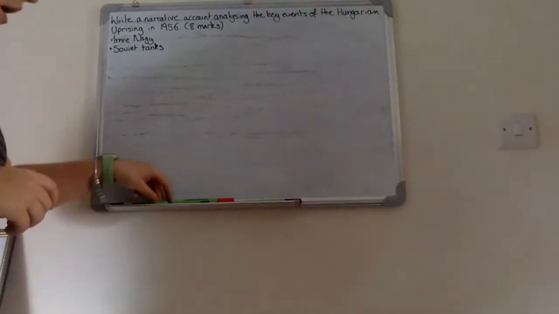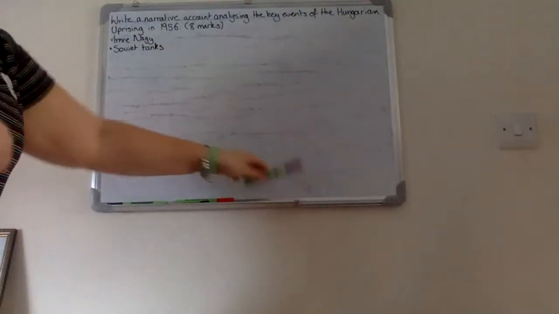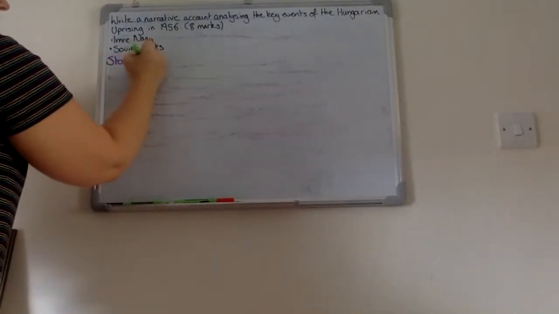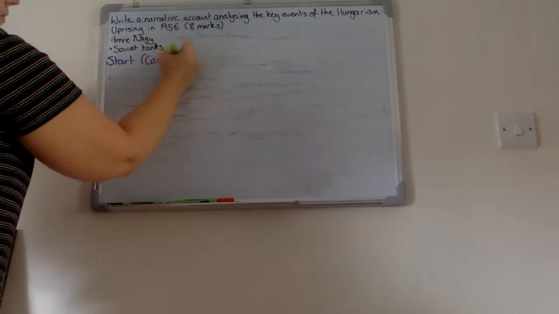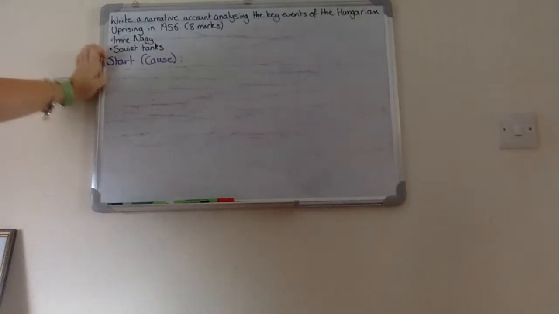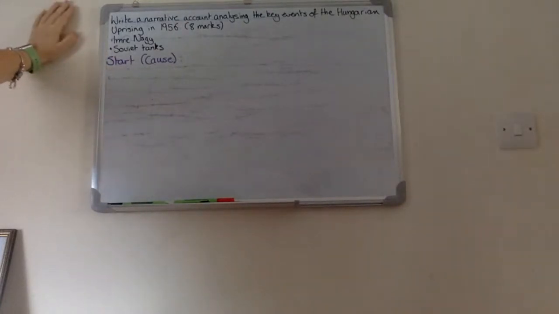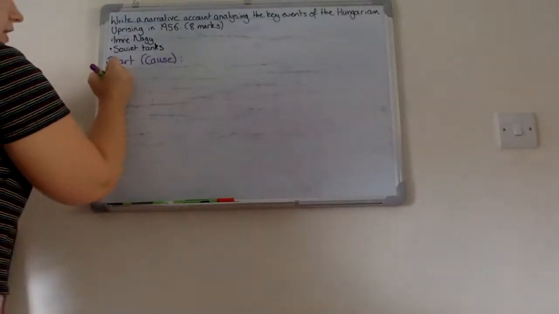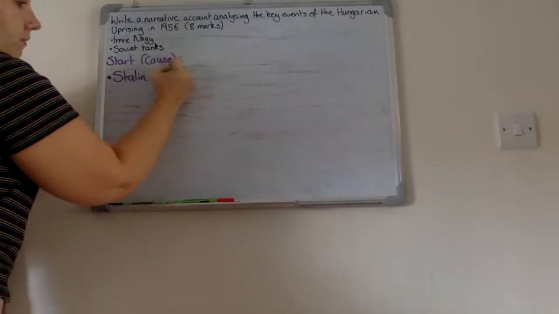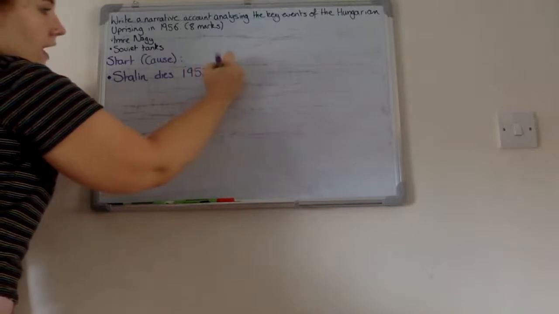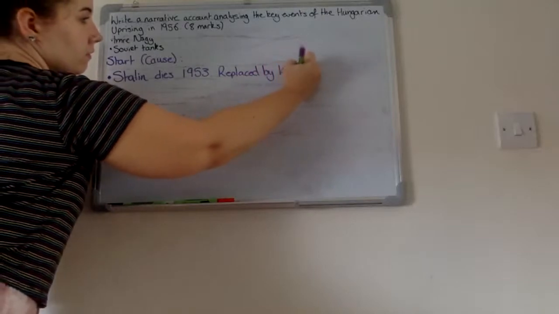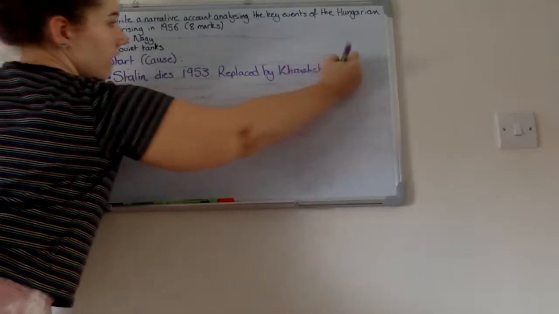So let's then start with, let's go for purple, the cause. The thing that starts off, I'm not going to give you this detail by detail because I don't think that's right. The start of the Hungarian uprising, it starts with Stalin dying in 1953. He is replaced then by Khrushchev in 1955.